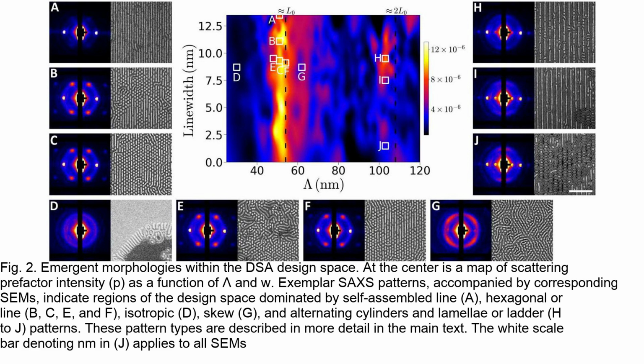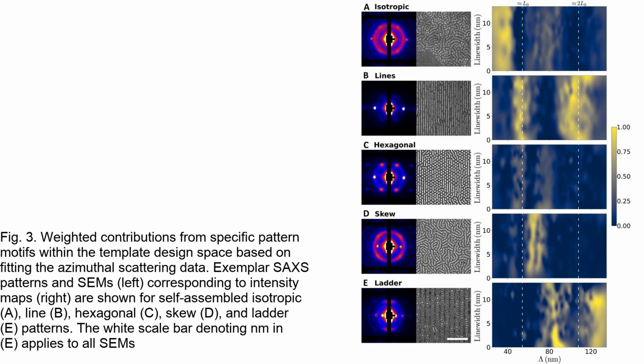This figure shows the weighted contributions from specific pattern motifs within the template design space based on the fitting of the azimuthal scattering data. The intensity maps represent the presence and dominance of specific pattern motifs, including isotropic, line, hexagonal, skew, and ladder patterns, in different regions of the design space. Exemplar SAXS patterns and SEMs accompanying the intensity maps demonstrate the characteristics of each pattern type.